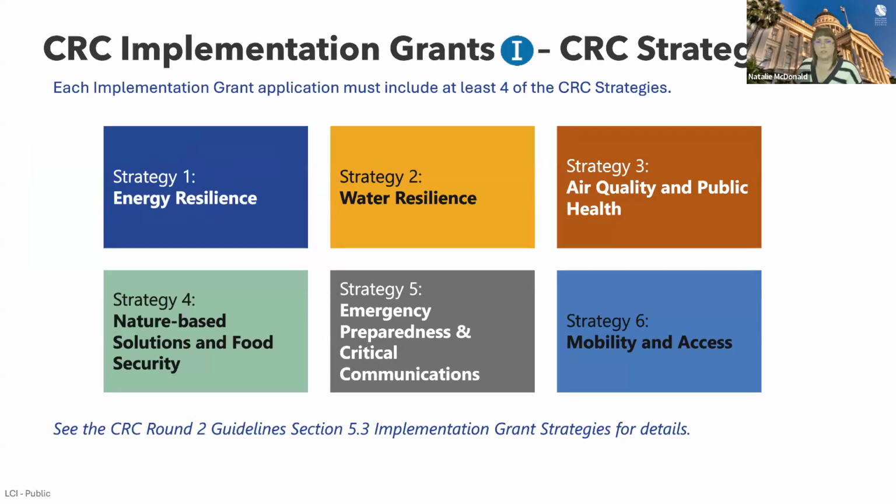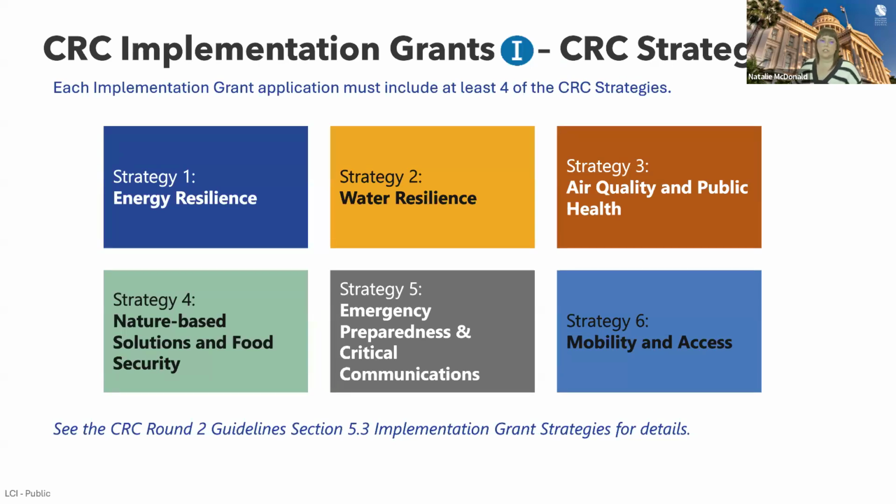So what are CRC strategies? CRC strategies are essentially the types of work and projects the grants will fund. Each implementation grant application must include activities which advance at least 4 of the 6 CRC strategies. These strategies are modeled from other SGC programs, integrated with robust public comment, and can include both physical infrastructure and programmatic elements. This approach is intended to provide communities with maximum flexibility to meet local priorities and needs.